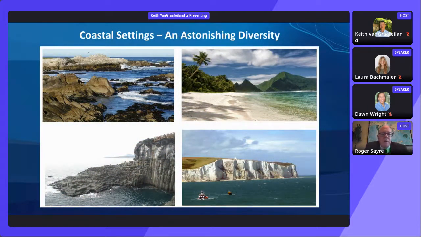As everybody knows, there is an astonishing diversity in coastal ecological settings, as shown here, where, for example, just the geomorphology varies tremendously from rocky coasts to sandy beaches, coastal mountains, hexagonal basaltic columns, and even chalky bluffs.